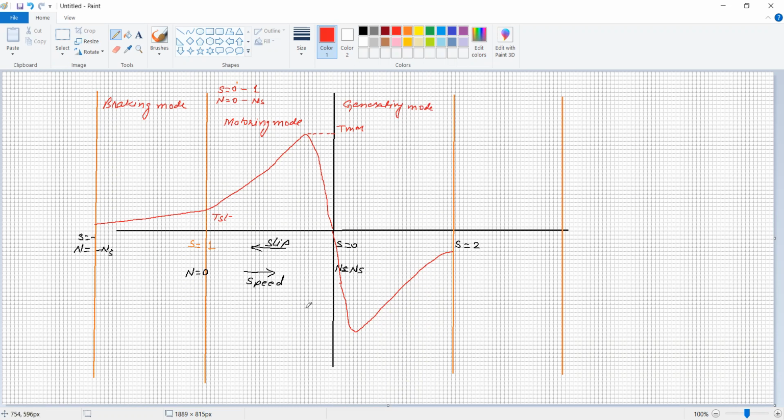So this is the entire region. This region is the generating mode, and the upper region is the motoring mode. So we can say that motoring mode is 0 less than slip less than or equal to 1, and generating mode is where s is smaller than 0. Braking is nothing but electric braking. The motor tries to run in the opposite direction, and because of the opposite force, it acts as a mechanical brake on the induction motor.